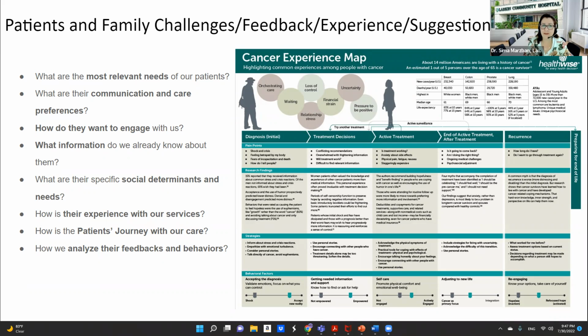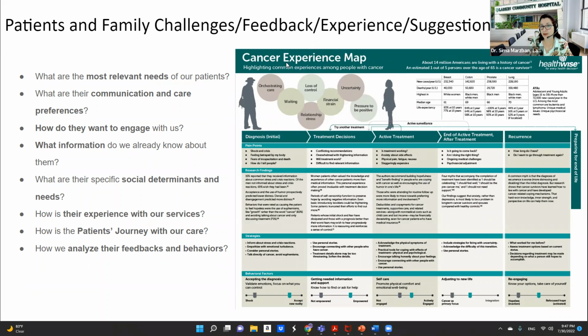What are the most relevant needs of our patients? What are their communication and care preferences? How do they want to engage with us? What information do we already know about them? And what are their specific social determinants and needs? How is their experience with our services and their patient journey with our care, feedback, and behaviors? This is an example of a patient journey. It is called a patient journey map.